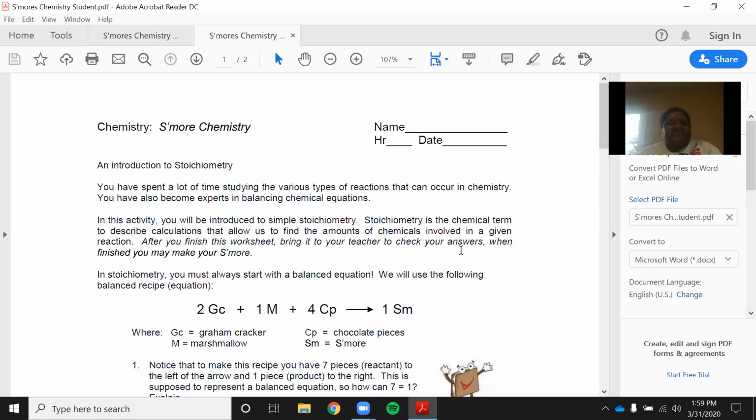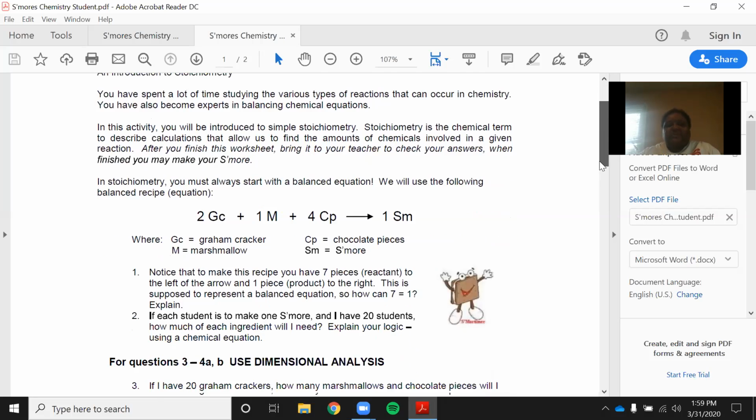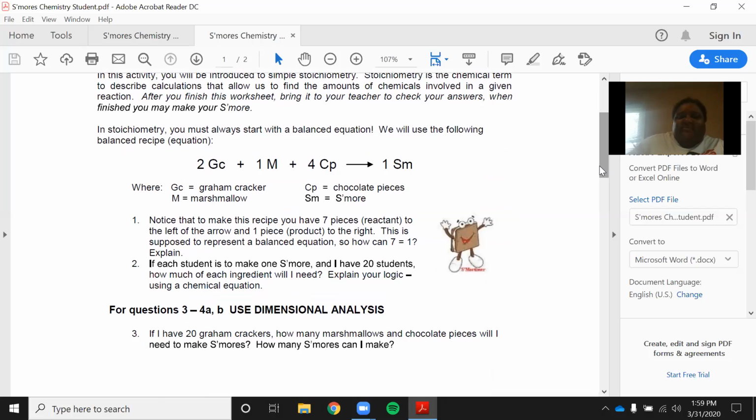So in this case, our recipe, our chemical equation, if you will, is going to be 2 graham crackers plus 1 marshmallow plus 4 chocolate pieces yields 1 s'more, okay? And so notice, in order to make the recipe, you have 7 pieces that are your reactants. Those 7 pieces make up 1 piece of the product, which is to the right of the arrow. So how in the world does 7 equal 1? I want you to think about that and answer that question, okay?